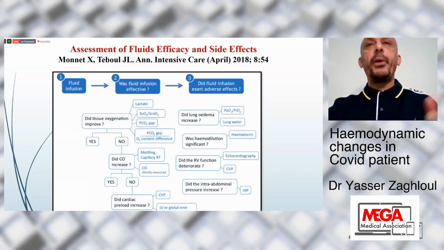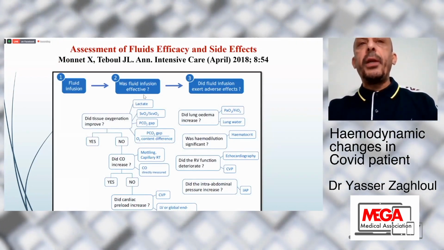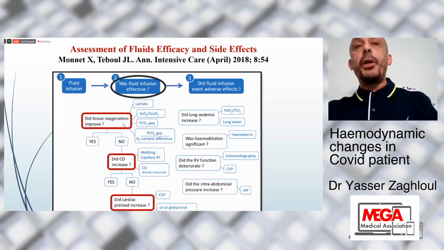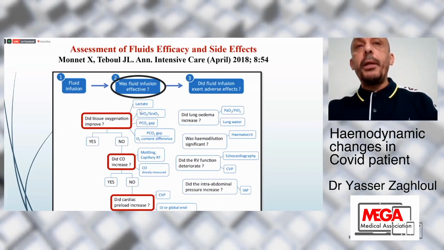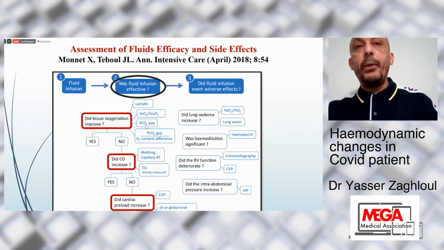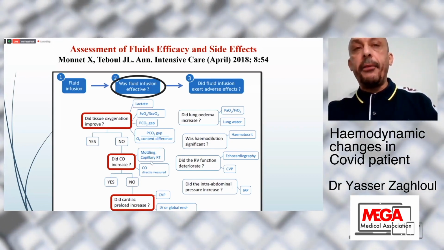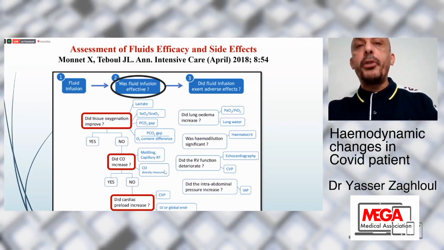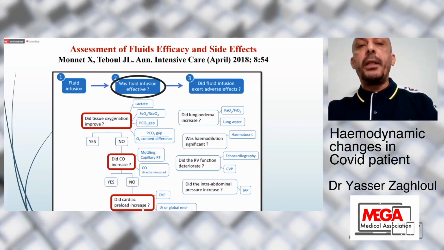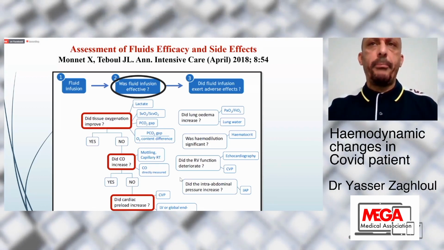Now, how to assess the fluids and their side effects? You already decided to give fluids, and is this fluid effective or not? And what is the side effect? You are monitoring the oxygenation of the patient, improvement of lactic acidosis, decreased PCO2 gap, and whether the patient's cardiac output increased or is low. You can use the capillary refilling or mottling, and it is possible to use cardiac output monitoring as well. And did the cardiac preload increase? The patient may develop a gallop. So you may need to use echo to assess your patient.